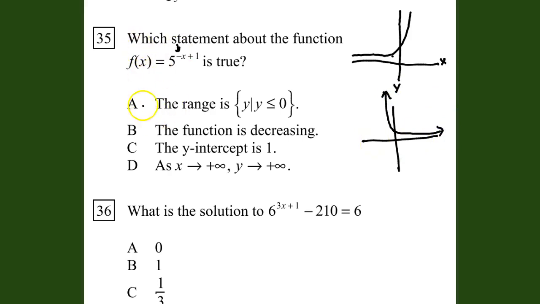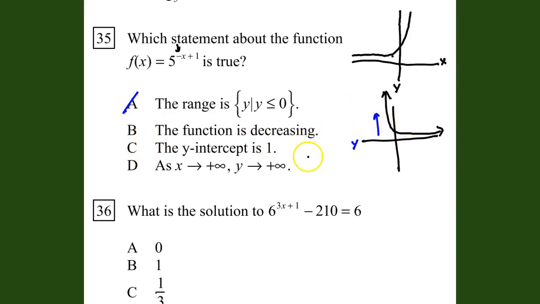So first of all, we can just go through the answers. A, the range is y less than 0, but we can clearly see that it's above 0, right? This is the y-axis, and it's greater than that. So if this was greater than that, would be true, so that's not right. Function is decreasing. Let's see here. Yeah, as you go from left to right, it is getting smaller. That's true.